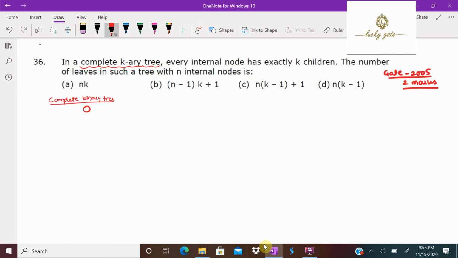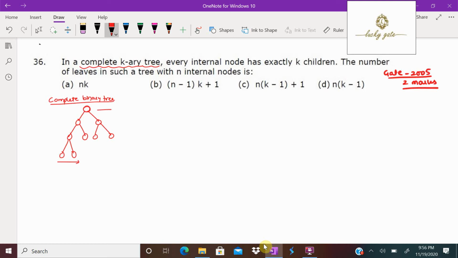In a complete binary tree, all the levels are full. All the levels are full means, see, these are the levels. Here all the levels are full except possibly the last level. Suppose I have this one, except possibly the last level, and that last level is also filled from left to right. See here how the last level is filling from left to right.